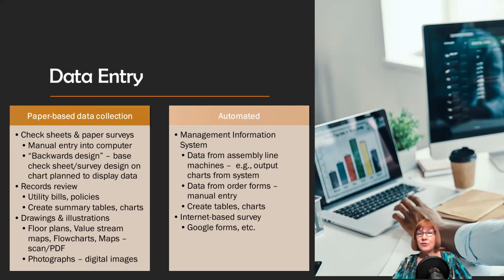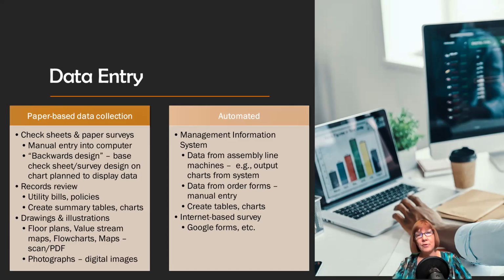Okay, so that's entry for data in check sheets and paper surveys. If you're reviewing things like utility bills, policies, then you're going to create a summary table or charts. More of you are using Energy Star Portfolio Manager, and that is awesome. If you don't think your people are going to do that, then you might want to design something in Excel so it's very easy for them to go in and put it in, and it will already create the tables. If there are drawings and illustrations like floor plans, value stream maps, flow charts, and all of that, you may want to scan those into a PDF.